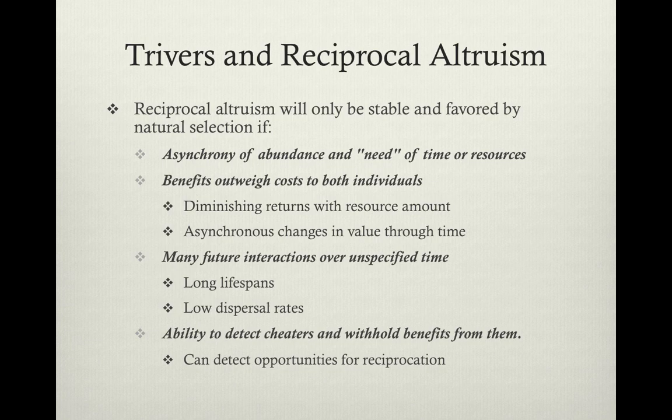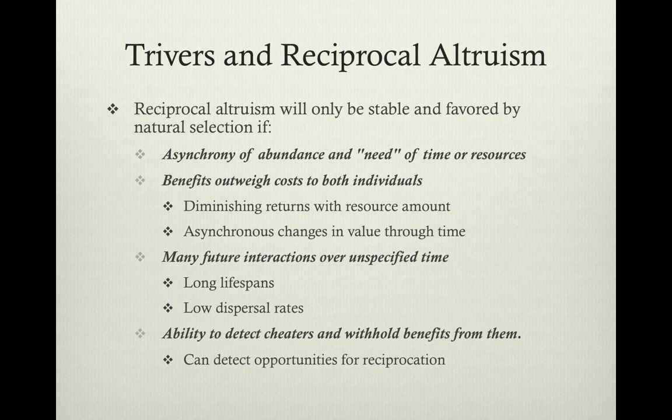And so Trivers stated that reciprocal altruism will be stable and favored by natural selection if the following criteria are met. The first is that we have to have this asynchrony of abundance and need of time or resources. This is precisely what the diminishing returns gives us, is an asynchrony in abundance and need. And so this is why understanding the diminishing returns curve and the relationship that it depicts is so important for the scope of this class, because this certainly characterizes a lot of behaviors in which we engage. It characterizes how food resources are turned into fitness benefits, how time allocation can be turned into fitness benefits, etc.